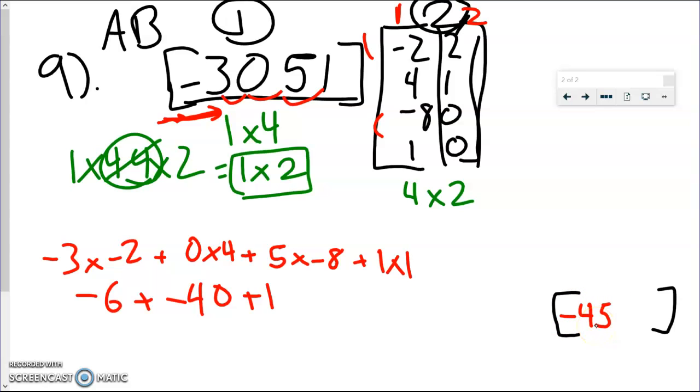And again, you know it's a 1 by 2 matrix here, so I'm going to have one row with 2 items in that single row right there. So I know I'm going to have something here, which is the -45. And I'm going to have something here, which is what we're going to find next, okay? So we start with the -3, 0, 5, and 1.